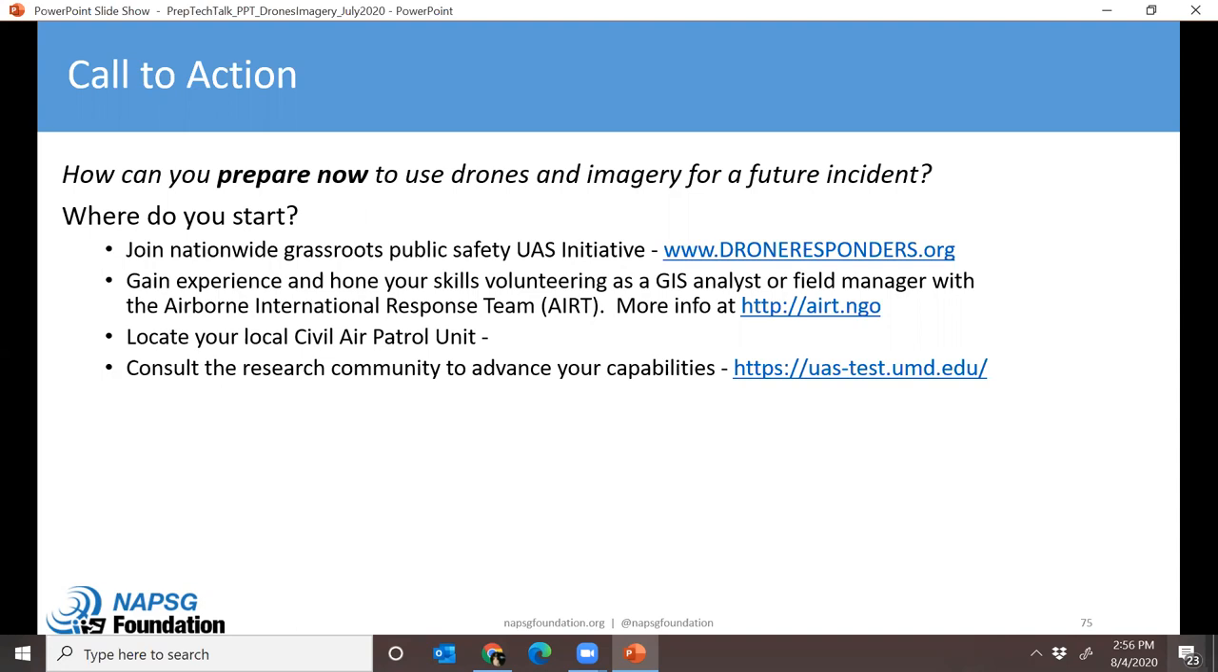If you have not already, you can become a member of the Drone Responders Public Safety Alliance to access an online collection of public safety UAS documents that includes SOPs and best practices, lessons learned, training information, and more. You can learn how to hone your skills volunteering as a GIS analyst or field manager for Airborne International Response Team. You can reach out to your local Civil Air Patrol unit to form that relationship now if you haven't already. And like any other mission partner, bringing them in prior to a disaster and defining how you can work together is critical to ensuring your success.